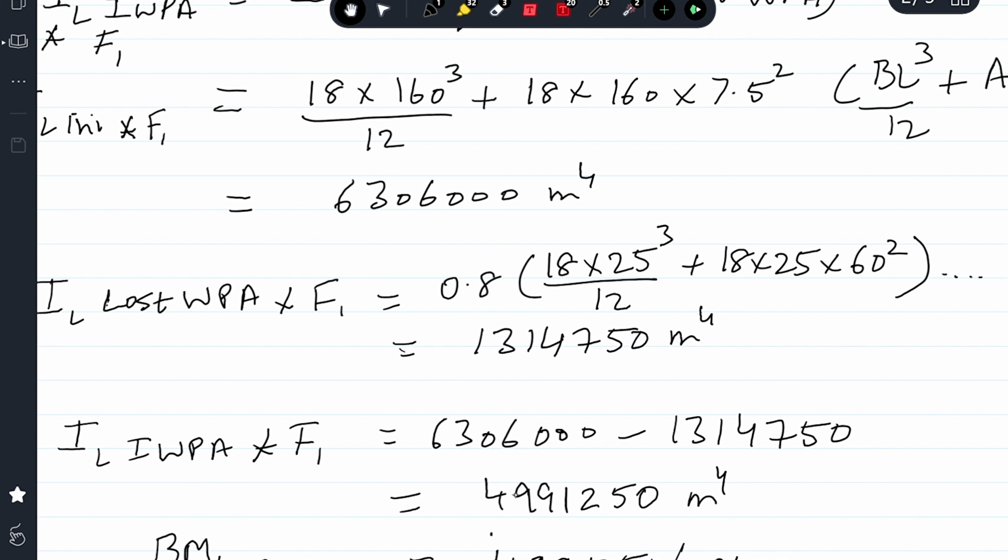Parallel axis theorem, D square is the distance between the two axes. One axis is passing through the centroid of the hole, and the second axis is passing through F1, the new center of rotation. That distance is 60, so it becomes 60 square, and we get this value 1314,750. So subtract to get the IL of the intact water plane area about F1. The total moment of inertia which we found here minus the moment of inertia of the lost water plane area gives me this value 4991250.